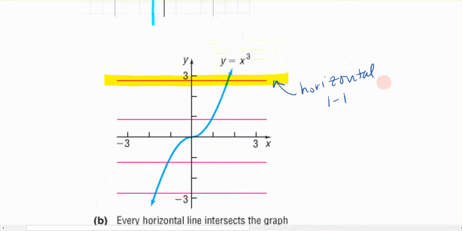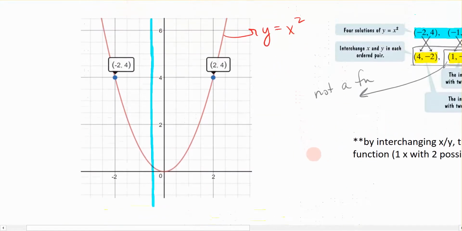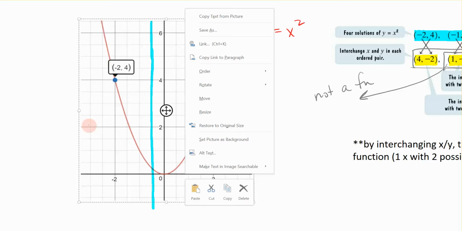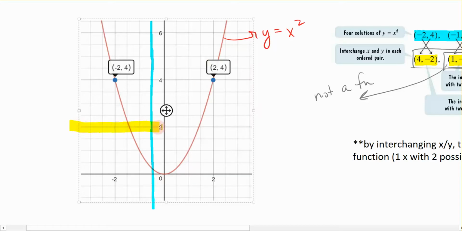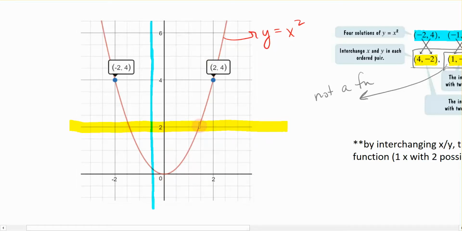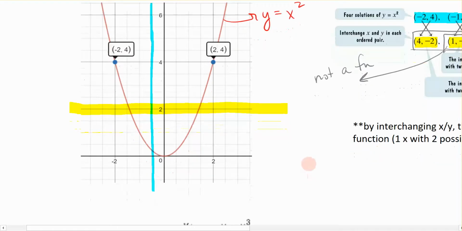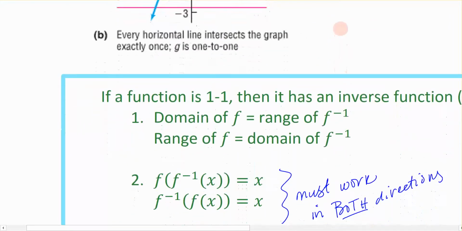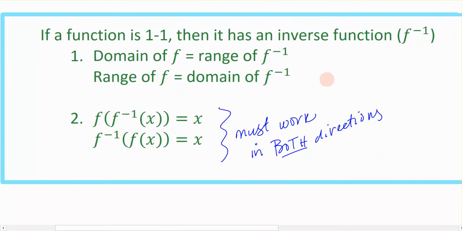And if I go back up here to my parabola, which we already said isn't one-to-one, and we showed that using the ordered pairs, watch what happens if I draw a horizontal line across this. You'll see that my horizontal line touches the graph in more than one place, and so we can apply the horizontal line test to determine whether or not a function is one-to-one. So this is how we're looking at it visually.